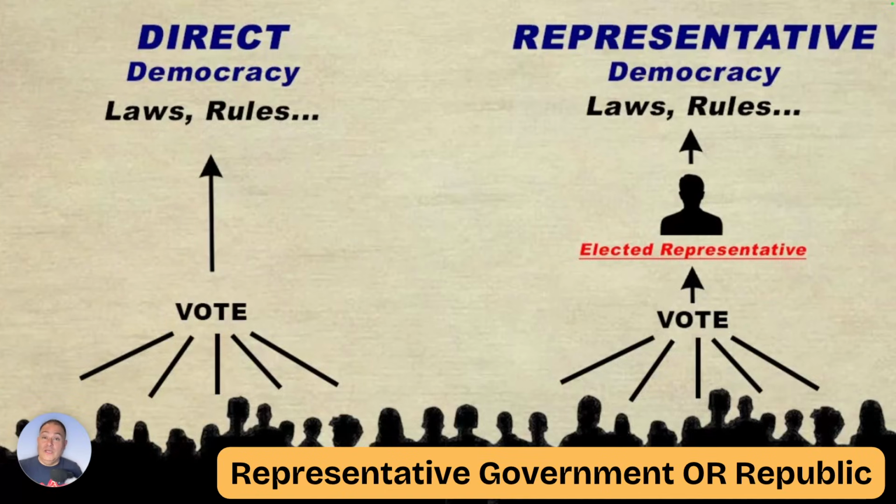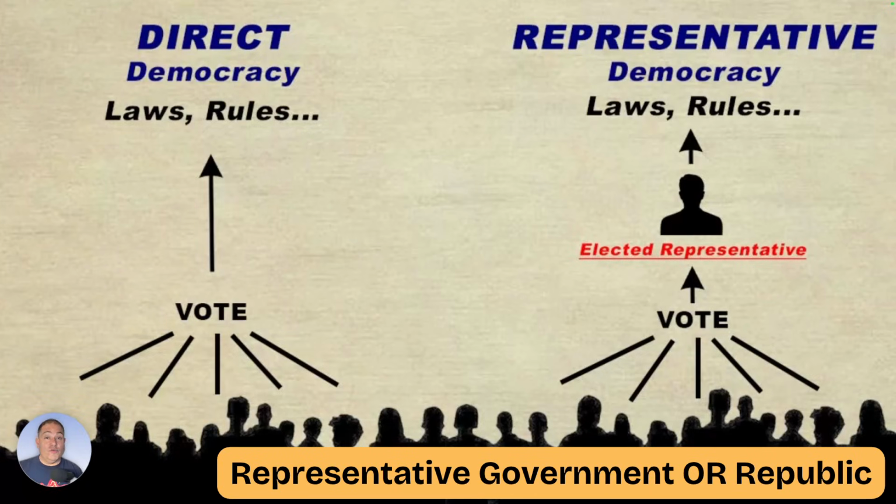So, for example, we have 2 senators in the United States Senate. For California, we have 1 representative for our congressional district. That is currently George Whitesides, representing the California 27th Congressional District. And so we vote for the people who then make our laws.